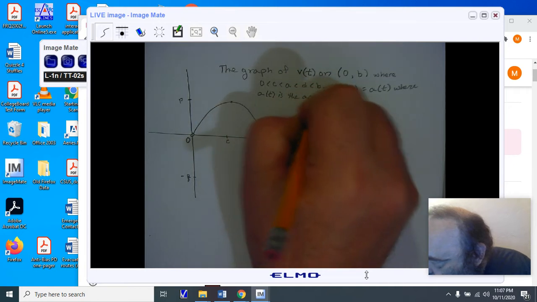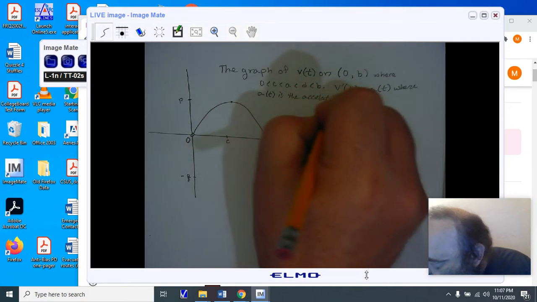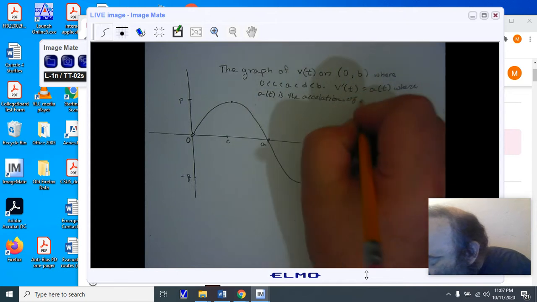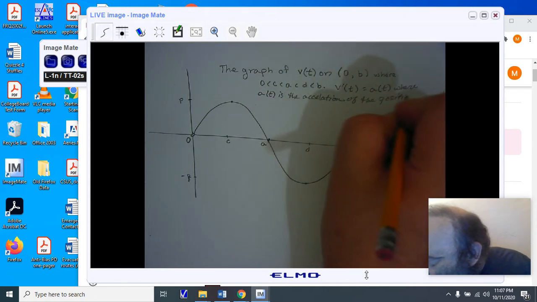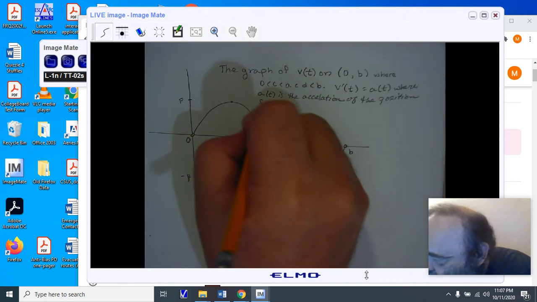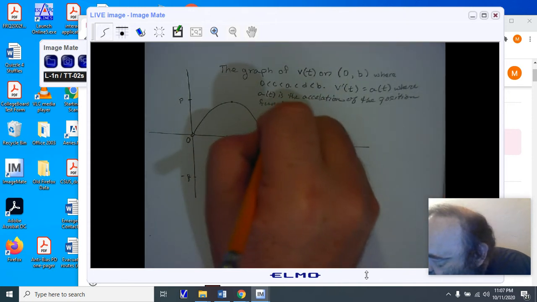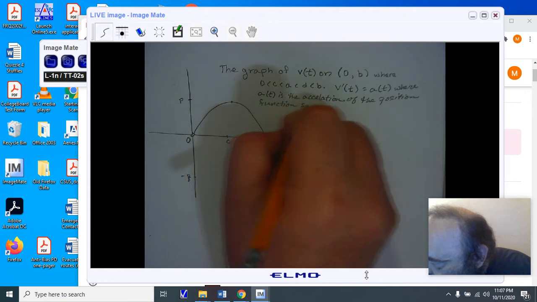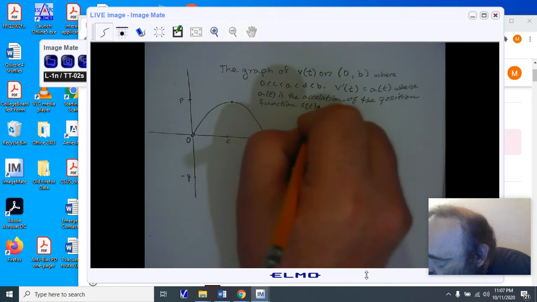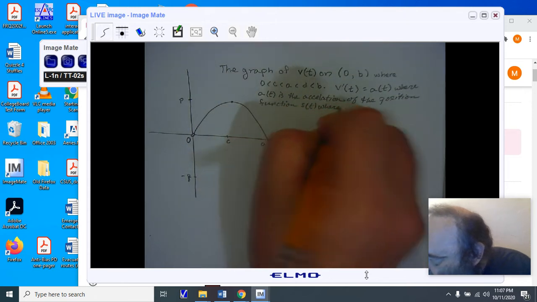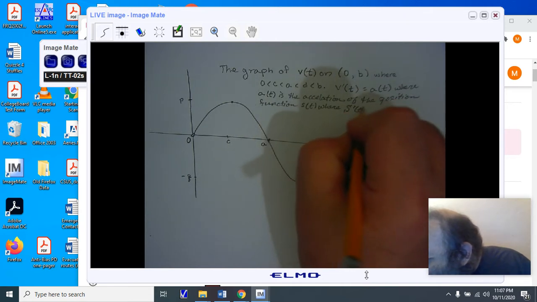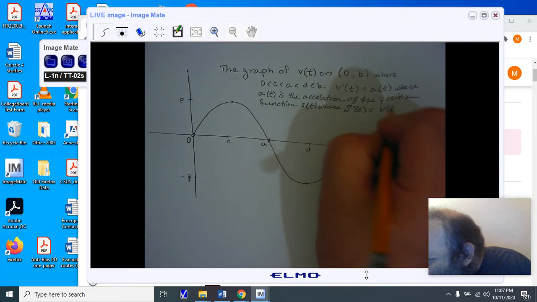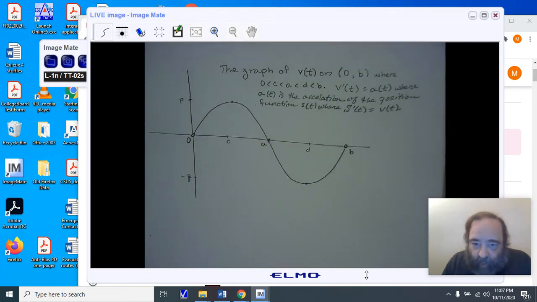and this is of the primary position function s of t. And I'm just going to make sure that we're very clear. S prime of t is v of t. So just giving a few parameters about what we're talking about.